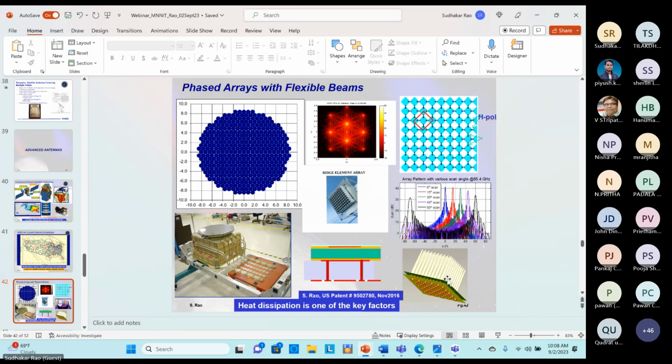Yeah, I think 3.7 to 5.4. I think it goes 3.3 to 4.2. So that's about 900 megahertz, 3.3 to 4.2. So that's almost like 25% or 30% bandwidth.